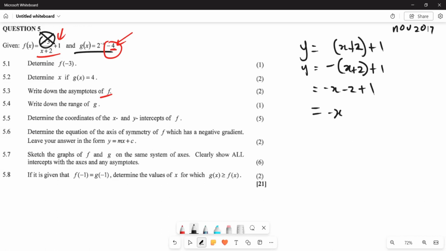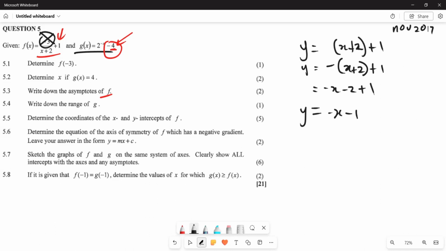Negative x minus 1. So basically that is going to be your y, this is going to be the same as your axis of symmetry for this particular graph. Okay. Now, hopefully this makes sense.